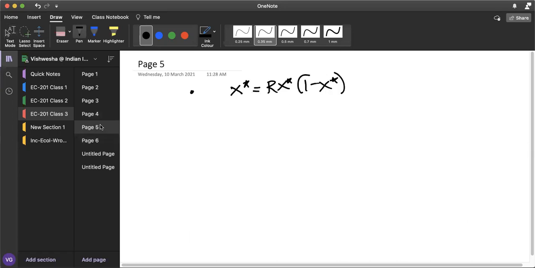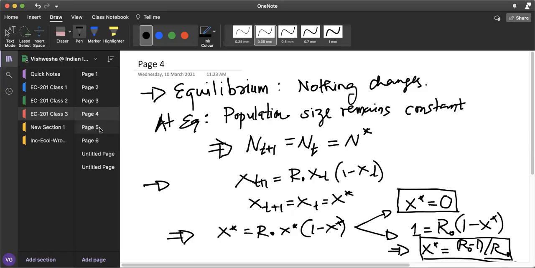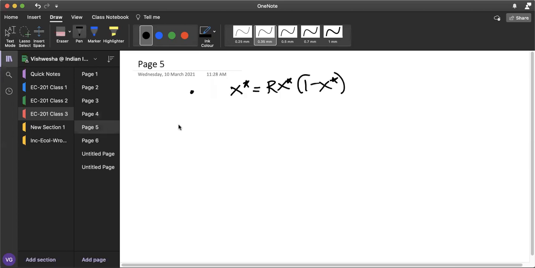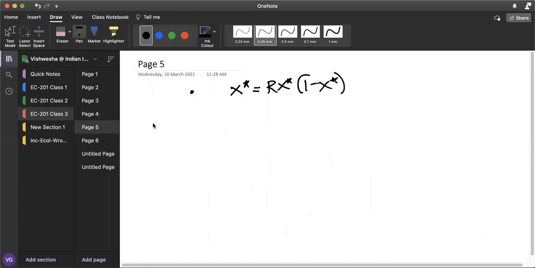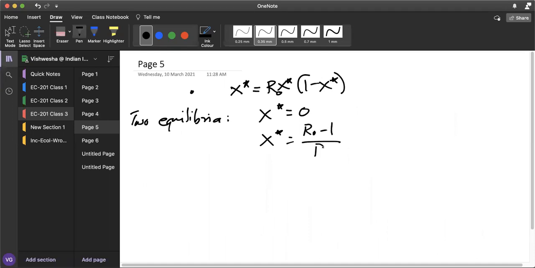I think I lost one page. Somehow something happened to my screen. Let me just rewrite it. Anyway, I had written the two equilibrium values. So there were two equilibria: one is 0, the other one is R0 minus 1 divided by R0.